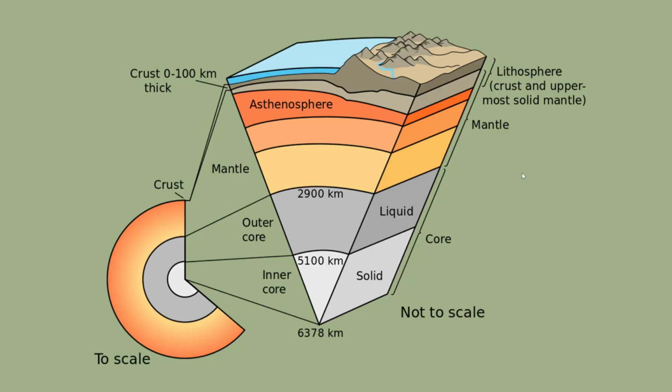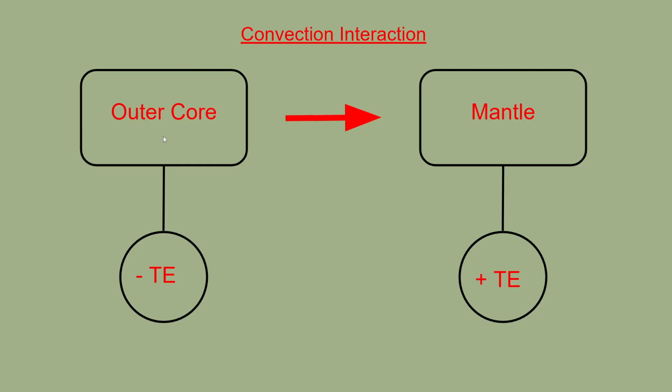And the same will happen with the mantle over here. The outer core will, through a convection interaction, lose thermal energy, and the mantle will gain thermal energy. And the same thing will happen between the mantle and the crust's rocks, or the crust. It'll lose thermal energy through a convection interaction, and the crust rocks will gain thermal energy.